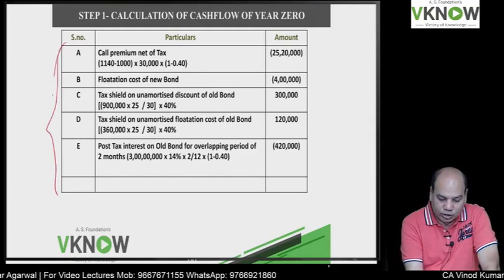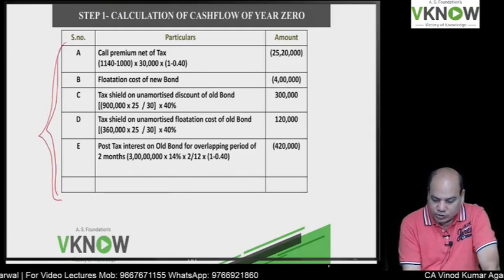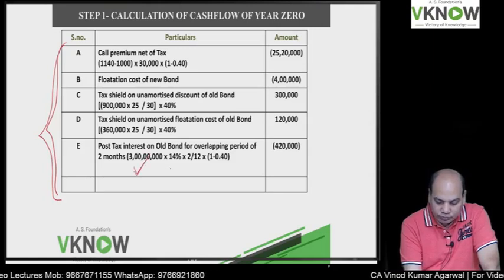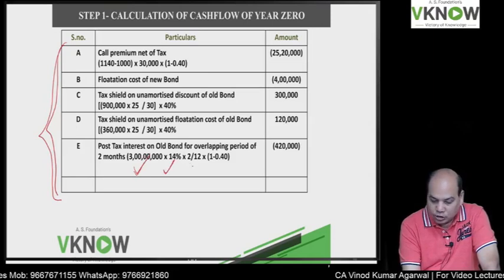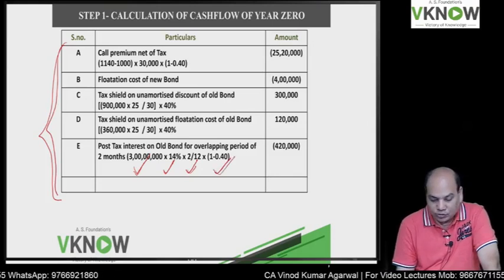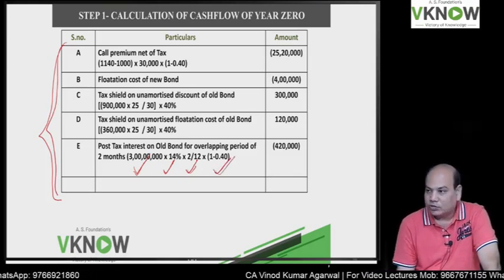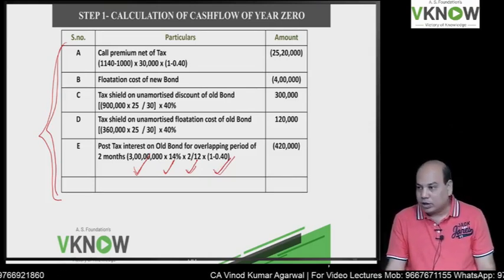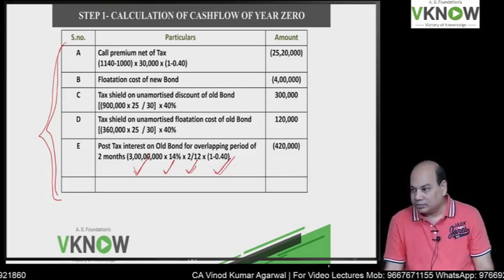And that is where the students don't get full marks. They just write some kind of calculation. So I will explain the calculation now. 3 crore into 14%. Understood? Into 2 by 12 because only 2 months you have to pay. And I have to calculate after tax cost of interest. So I will multiply by 1 minus 0.4. Final answer is 4,20,000 negative.